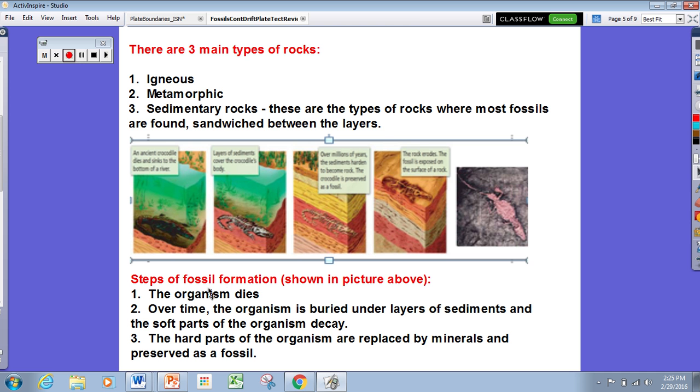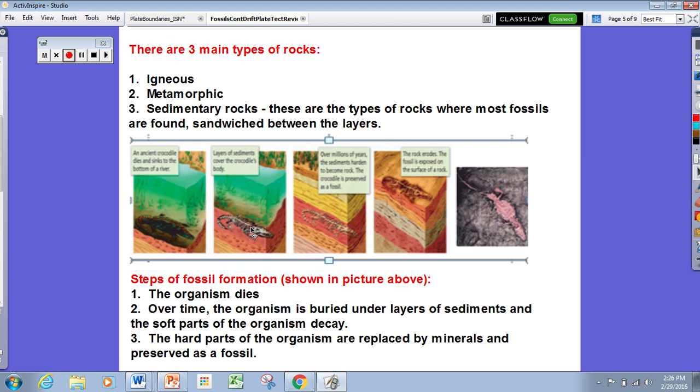And there's a few steps in the fossil formation, which is shown in this picture above. The writing is a little unclear, so I'll go over that. First, the organism has to die, and in this picture it says an ancient crocodile dies and sinks to the bottom of a river. Then over time, the organism is buried under layers of sediment. You can see that here.